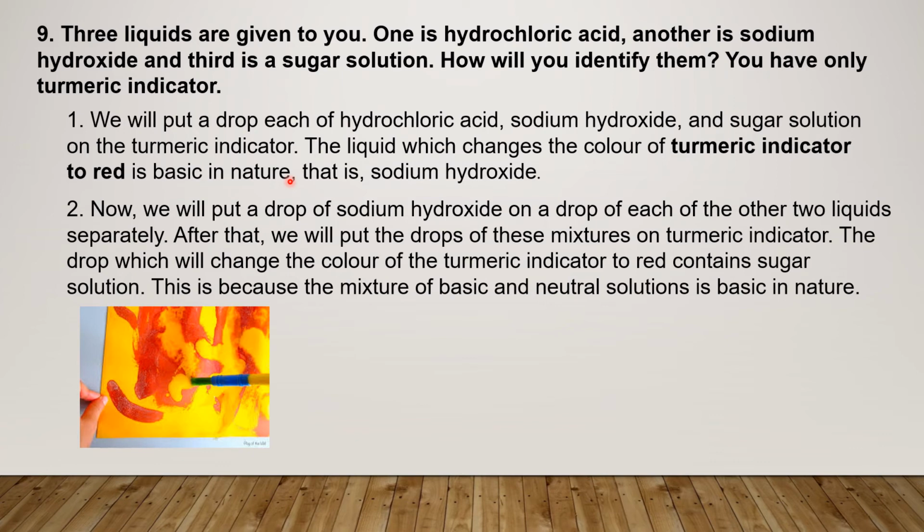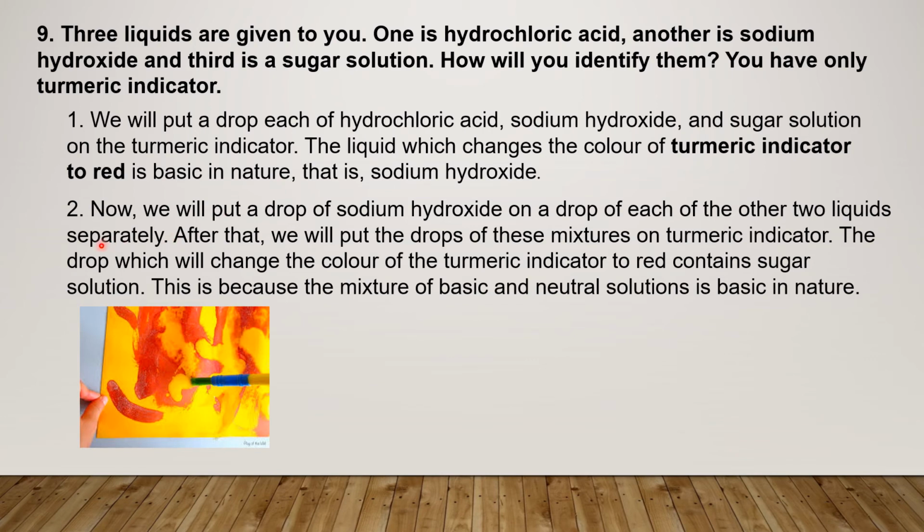Separately, we take them in one test tube and we add this turmeric indicator. So, which one gets a red color? We can tell that that is the sodium hydroxide. So, from among the three liquids, now we identify sodium hydroxide, that is a base, and it shows a red color when we apply the turmeric. Okay, children. Now, what are left? Sugar solution and hydrochloric acid.